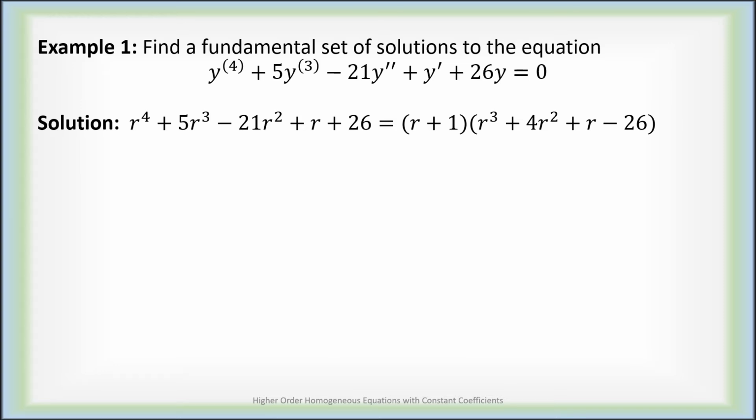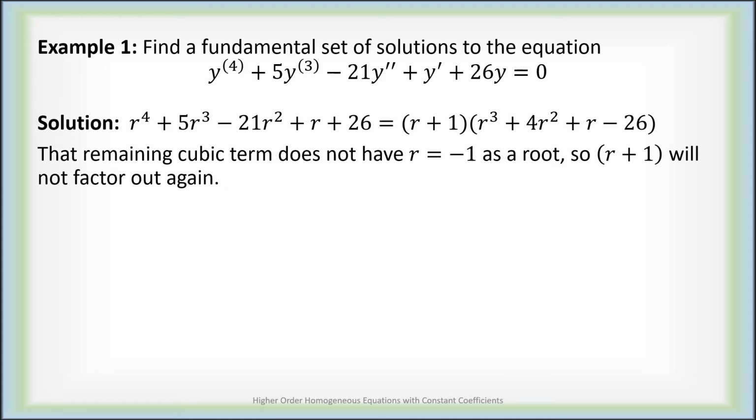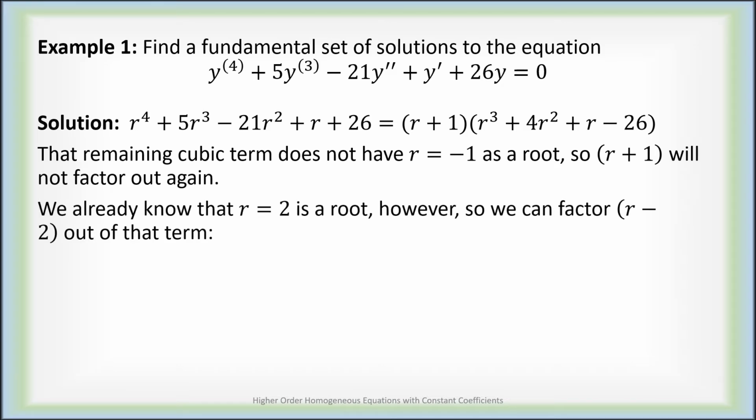So having done that long division, our characteristic polynomial has now been factored as r plus 1 times a cubic, r cubed plus 4r squared plus r minus 26. That cubic term, however, if you try plugging minus 1 into it, does not give us a 0. So the cubic term does not have negative 1 as a root, meaning r plus 1 cannot be factored out of it. But we already knew that r equals 2 is a root of the original characteristic polynomial. So r equals 2 is a root of this, and it's certainly not a root of r plus 1.